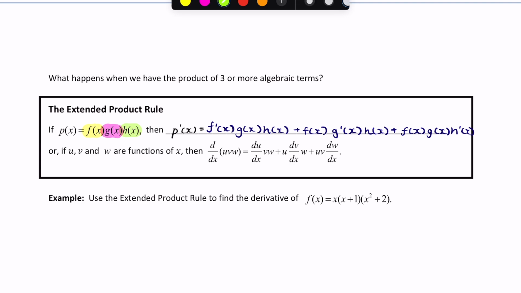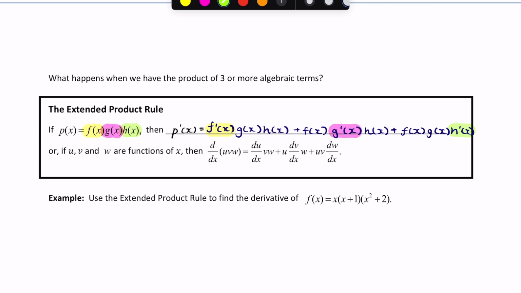As you notice here, f prime of x is in the first group, g prime of x is in the second group, and h prime of x is in the third group. So for each one, we are going to derive it at least once in the extended product rule. Here it says use the extended product rule to find the derivative of f of x is equal to x, bracket x plus 1, bracket x squared plus 2.